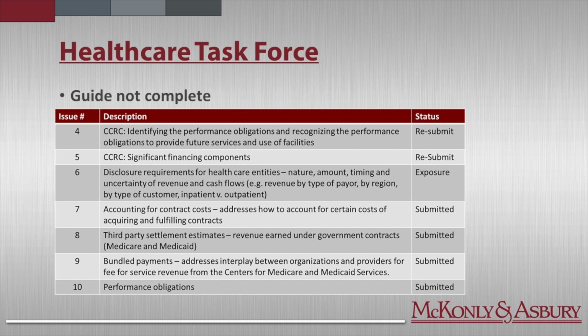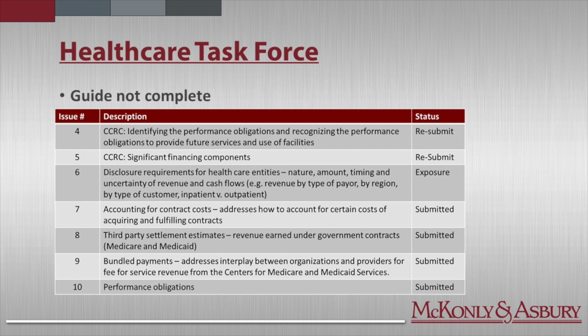So going to number 6, this one is out for exposure right now, and this is open for comment through August 1st, 2017. So this is really, what are the disclosure requirements to break down your revenue by nature, amount, timing, and uncertainty of the revenue and cash flows. So you can think of it, again, by revenue by type of payer, government, commercial, by region, if you operate in different regions, different states, by type of customer, are they inpatient, are they outpatient, those sorts of things.